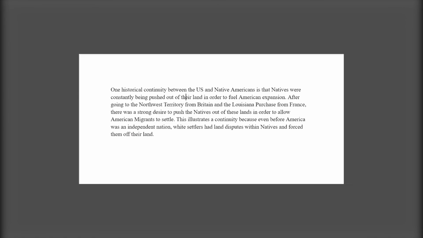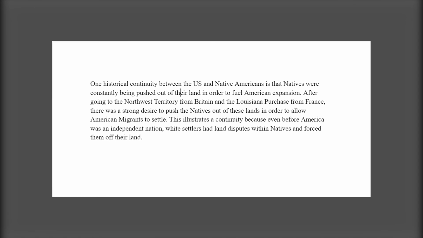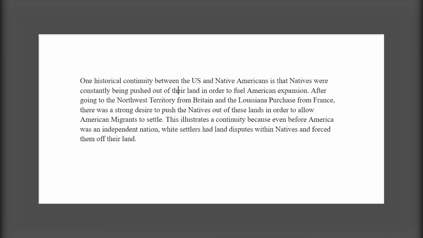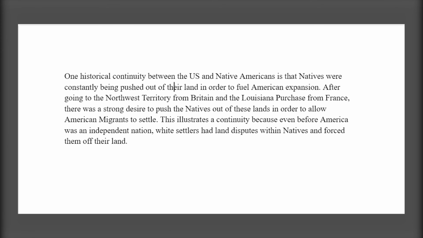One historical continuity between the U.S. and Native Americans is that natives were constantly being pushed out of their land in order to fuel American expansion. After gaining the Northwest Territory from Britain and the Louisiana Purchase from France, there was a long desire to push the natives out of these lands in order to allow American migrants to settle. This illustrates a continuity because even before America was an independent nation, white settlers had land disputes with the natives and forced them off their land.